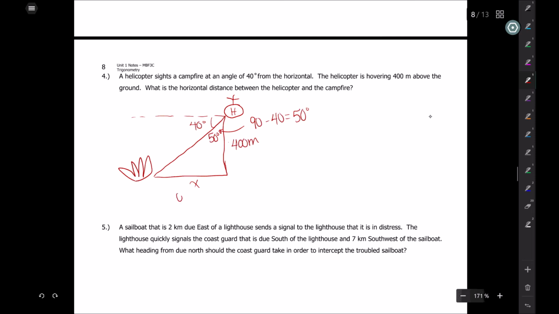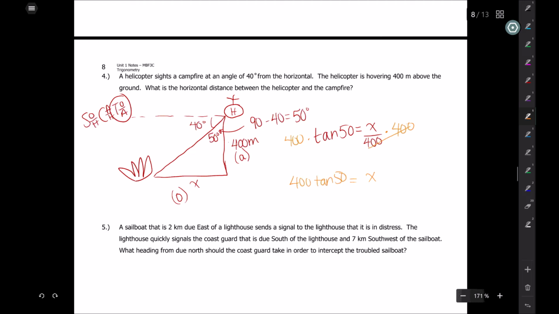We know that X is the opposite, and we know that 400 is the adjacent. So using SOHCAHTOA, I have to use tangent because tangent uses the opposite and the adjacent. So the tangent of our 50-degree angle is equal to the opposite, which is X, over the adjacent, which is 400. So to get the X alone, I just simply have to multiply both sides by 400. So X is equal to 400 times the tangent of 50.